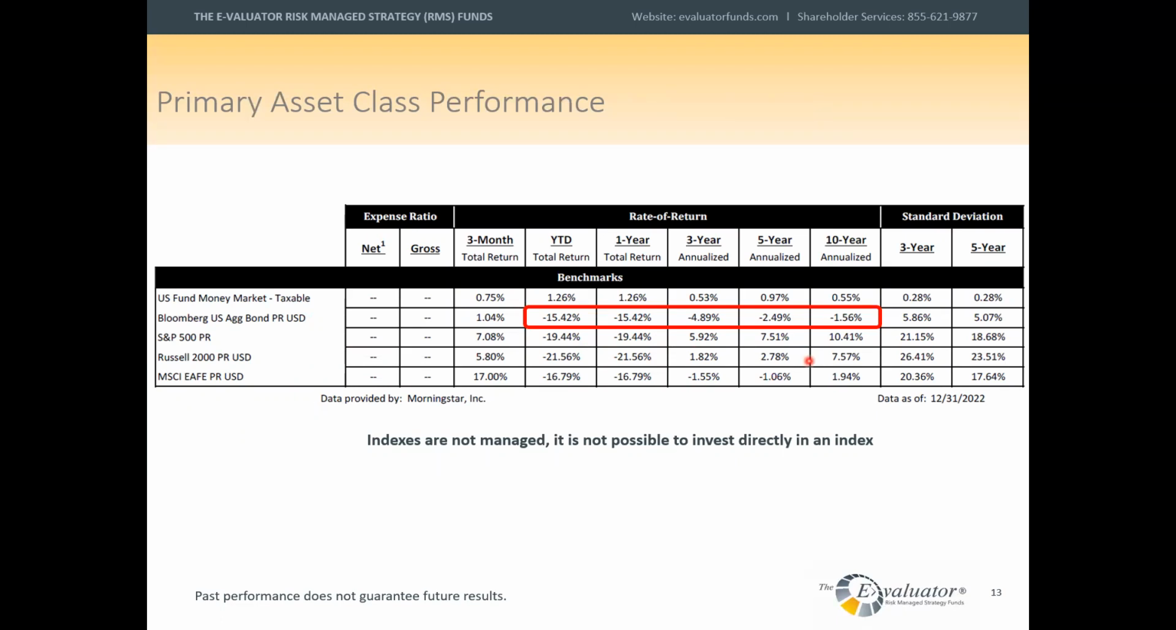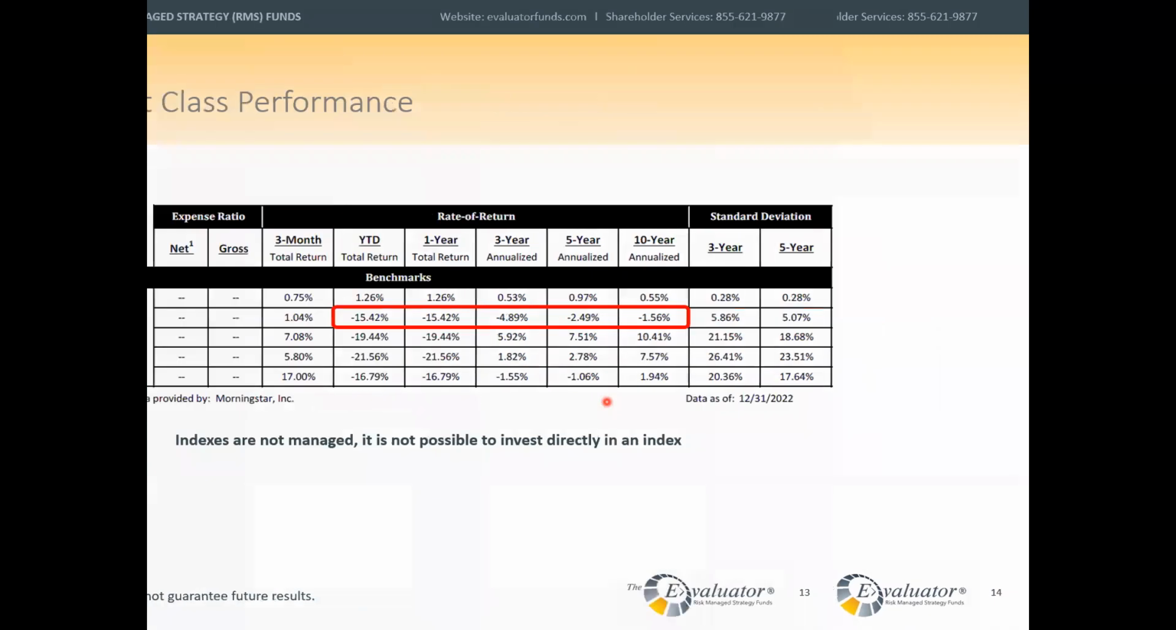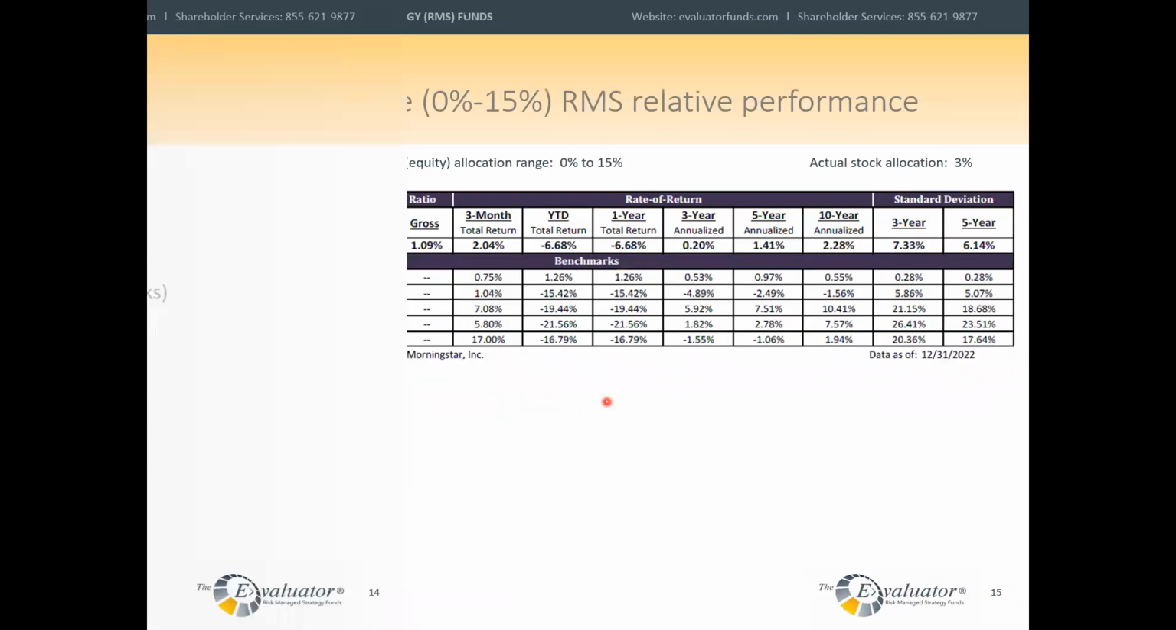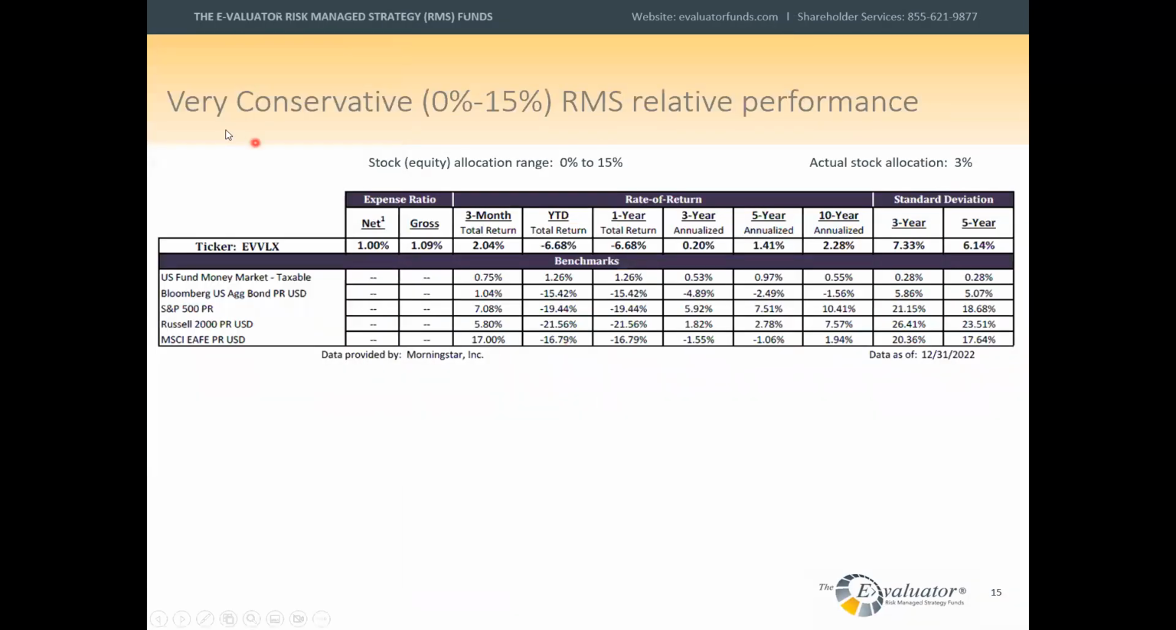Okay, now you're going to see this component of the table on the next 6 slides. But in addition to this, you'll be seeing what the performance of each evaluator fund has done relative to these peers. So we start off with very conservative. The 0 to 15% identifies the minimum and maximum this investment could have in stocks at any time. So it's the stock allocation rate. Right now, it has 3% of its assets in stocks.